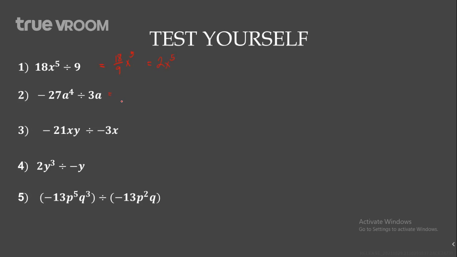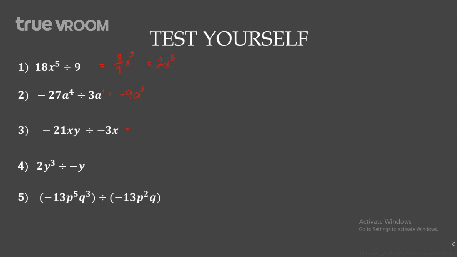Negative 9a raised to 4 divided by a raised to 1. What do we do with the exponent again? Plus or minus? Minus. So what is the exponent here in a? 1. Yes, raised to 1. So 4 minus 1 is 3. So this is negative 9a cubed. Okay?